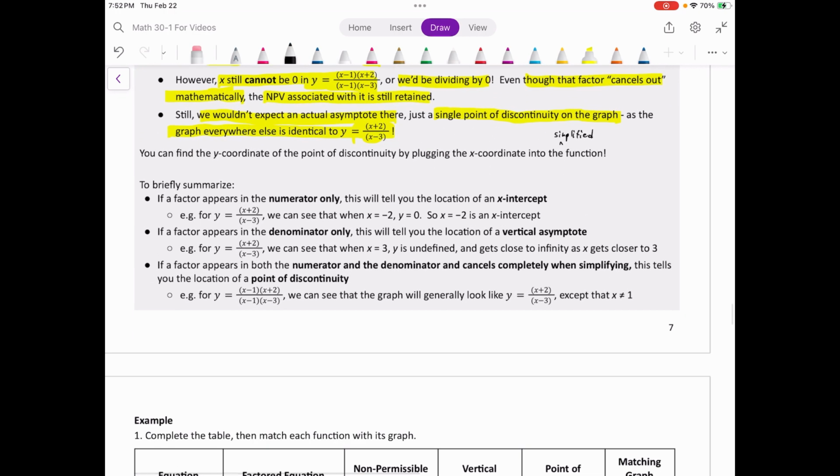So to briefly summarize, if a factor appears in the numerator only, this is going to tell us the location of an x-intercept.